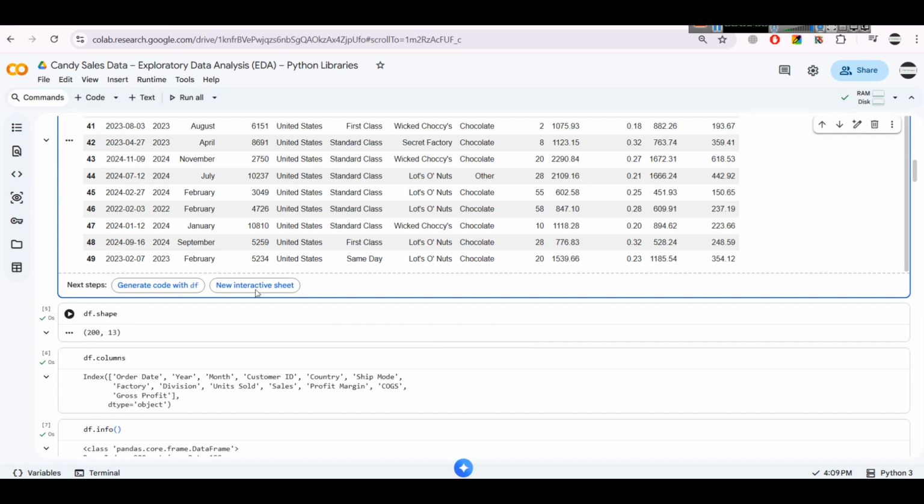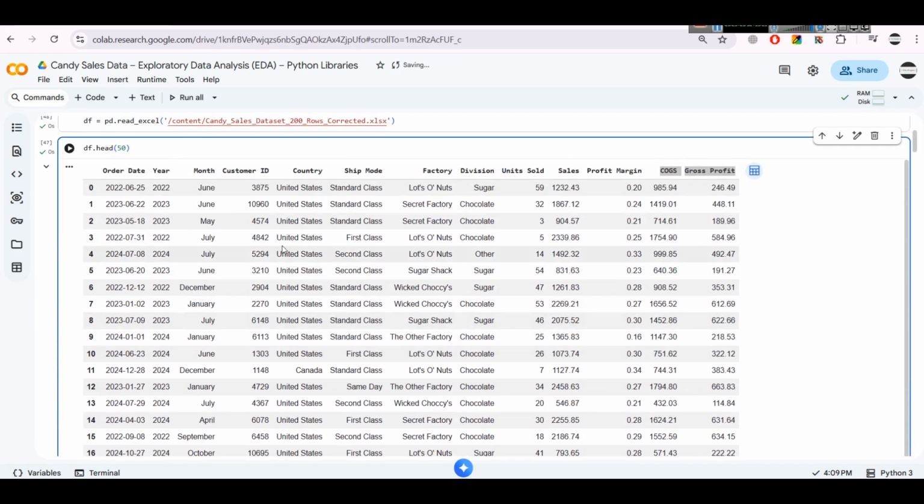Column-wise explanation. Now, let's understand each column and what it represents. Order date. This column shows the exact date on which the customer placed the order. It is useful for time-based analysis such as trends, seasonality, and year-over-year comparison.